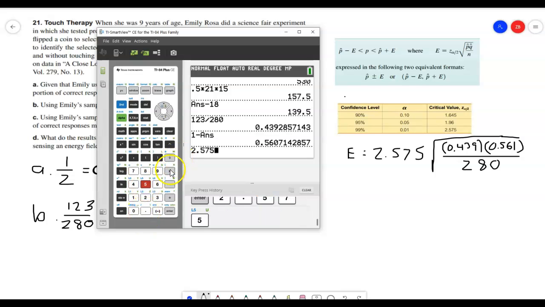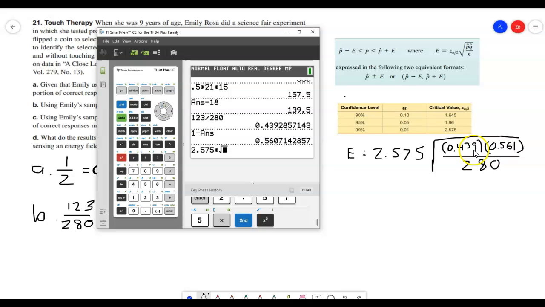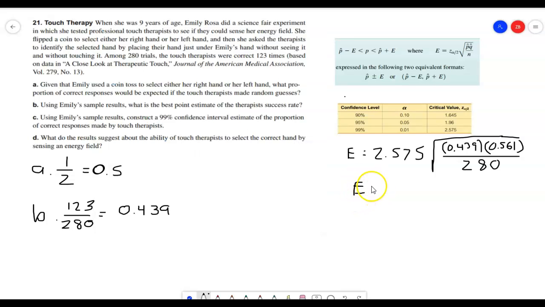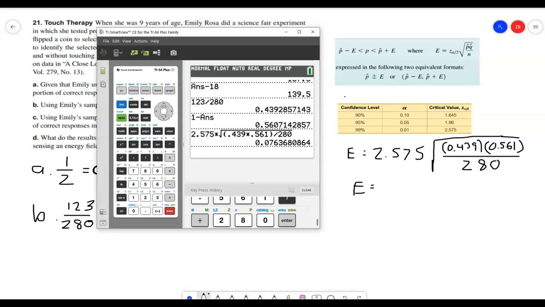So I'm going to do 2.575 times the square root of, I'm going to put the whole top in parentheses, 0.439 times 0.561, close parentheses, divided by 280. So you can put it all under one if you want to. You just have to make sure that you put these in parentheses to make sure it does the correct order of operations. So E is equal to 0.076.